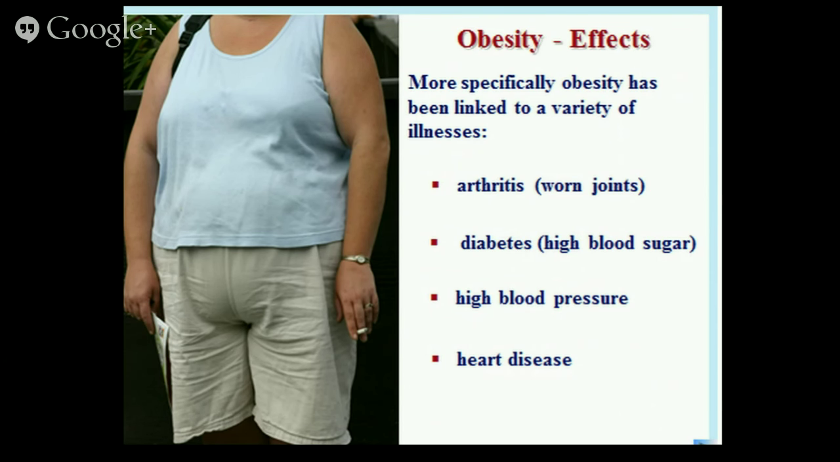The effects of obesity. So it is linked to arthritis, where you get worn joints, diabetes, which is high blood sugar, high blood pressure, and heart disease.